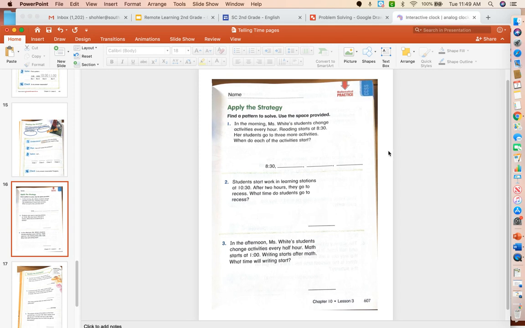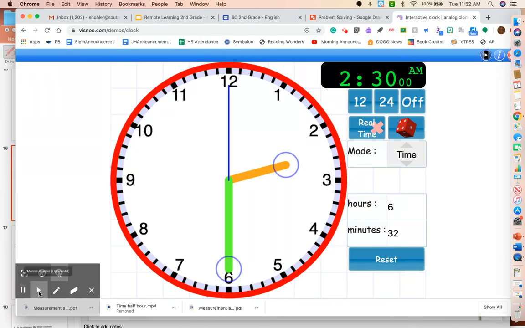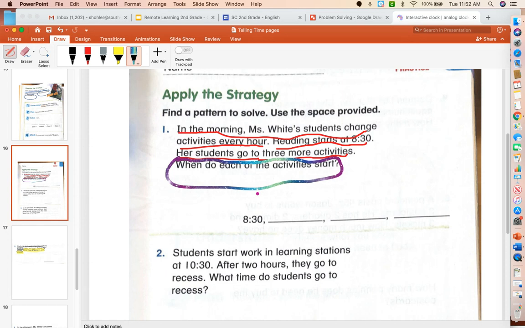So first we're going to underline the information that we know and circle what our question is. Put me on pause and do that first, please. All right, so this is what yours should look like. Don't mind my crazy wiggly lines, but in the morning, Mrs. White's students change activities every hour. Reading starts at 8:30. Her students go to 3 more activities. When do each of the activities start?